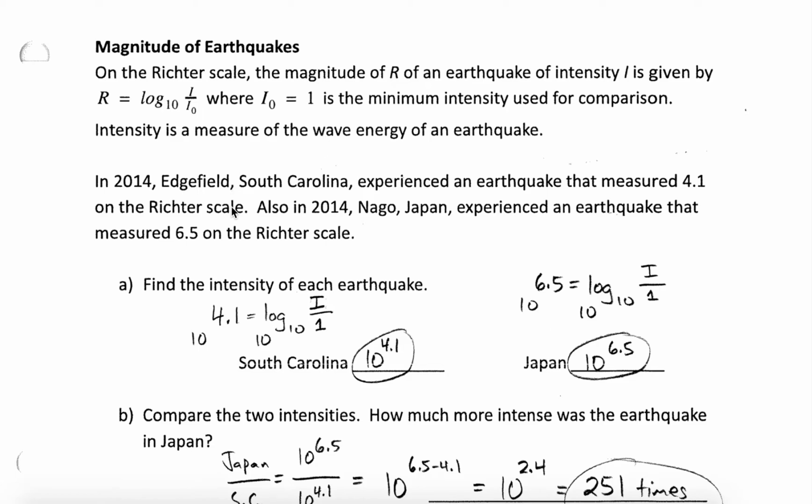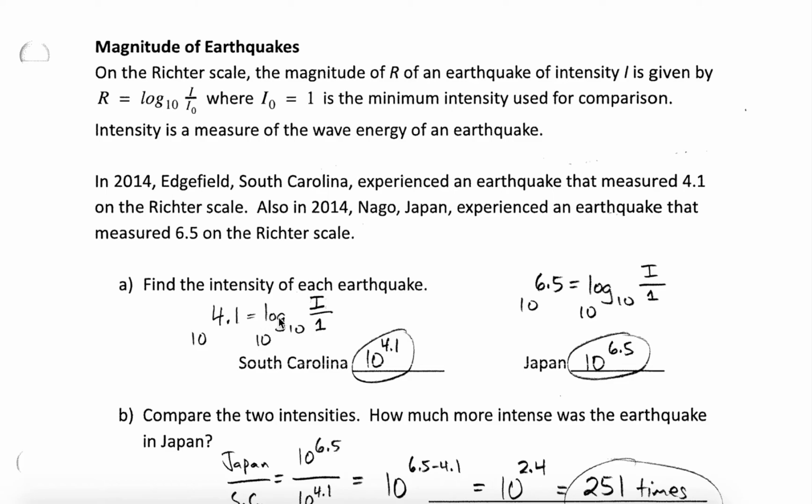So reading through this information, we have 2 earthquakes happening, one in South Carolina and one in Japan. We're going to figure out the intensity of each earthquake by using this equation. R is representing the magnitude, or that value seen on the Richter scale. So in South Carolina, we had 4.1, so we'll substitute that into our R spot. Log base 10 of I over I sub 0, which we're told is going to be represented using 1. So really not necessary in our equation if we're dividing by 1. So I is going to represent the intensity. We're going to solve for I.